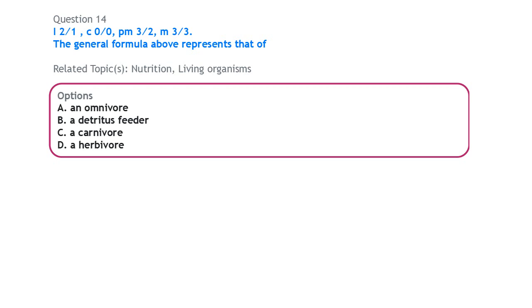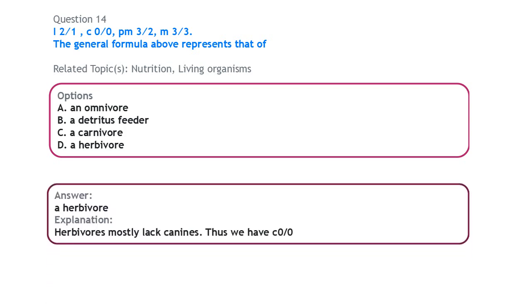Next, on nutrition, the general formula above represents that of herbivores. If you look at that general formula, for the canine we have 0 0, meaning that there is no canine. Herbivores are animals that feed on plants, or vegetables. Mostly they do not have canines, which are used in carnivores or omnivores for tearing flesh and all of that. But herbivores mostly lack canines.